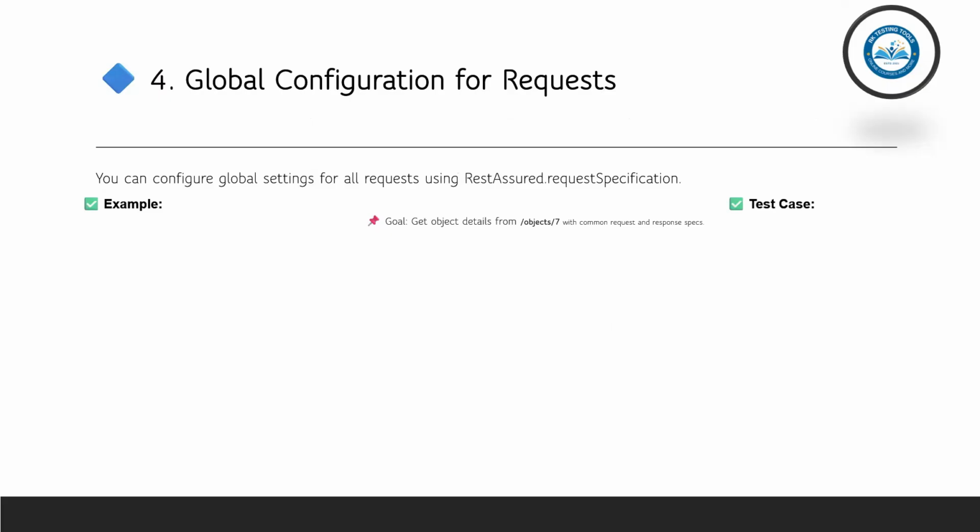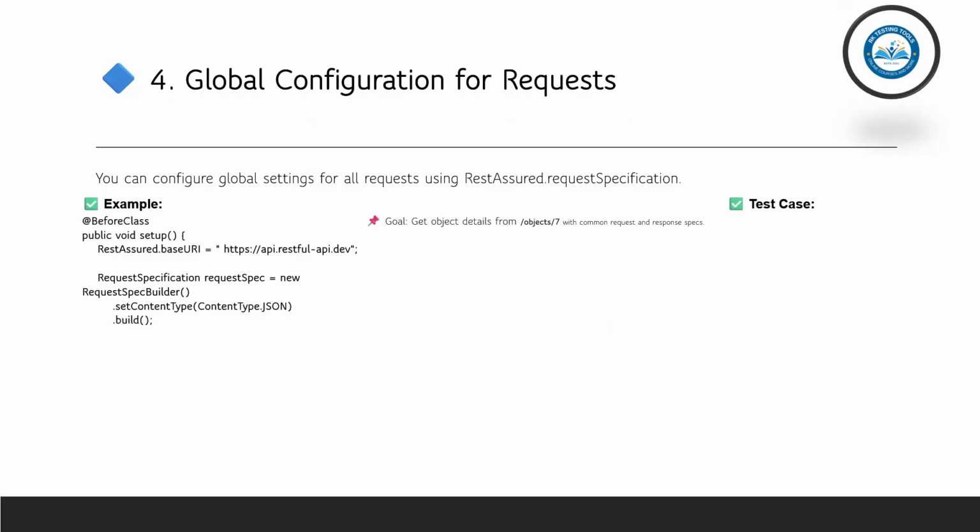Now, how do we do it at the global configuration level? We can configure global settings like this. We have the before class method, and in the setup method, we are defining everything. If you see here, RestAssured.baseURI is equal to the base URI, and request spec is equal to new RequestSpecBuilder dot setContentType ContentType.JSON dot build. Then RestAssured.requestSpecification is equal to request spec.